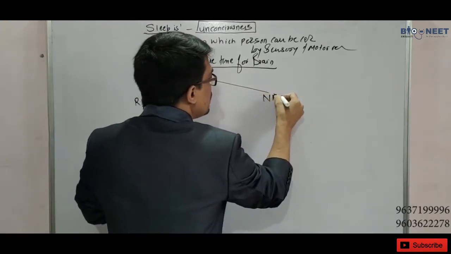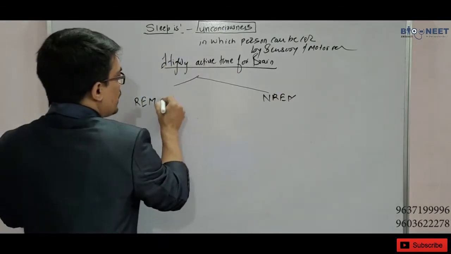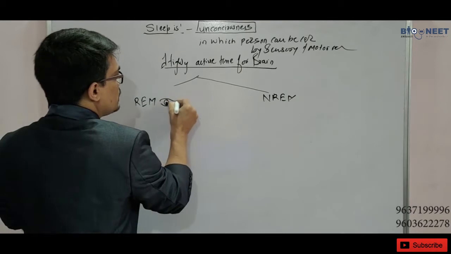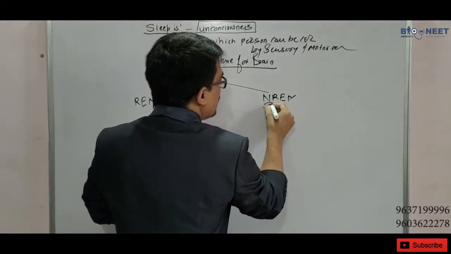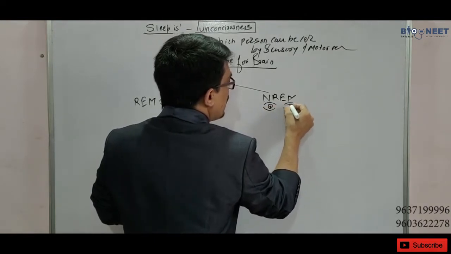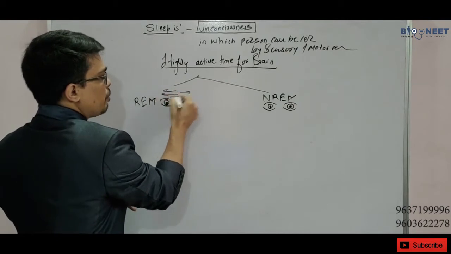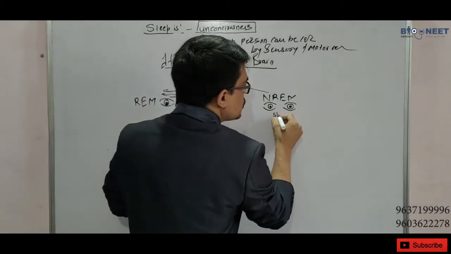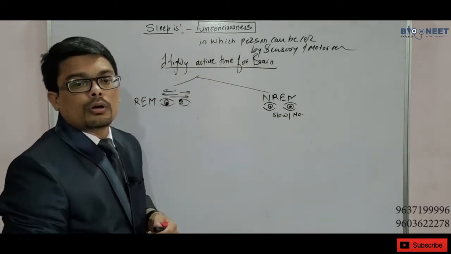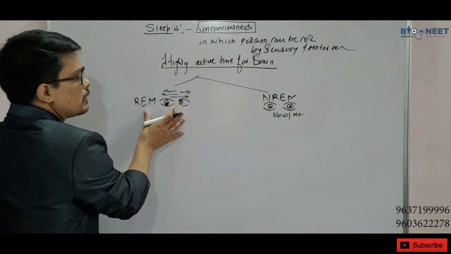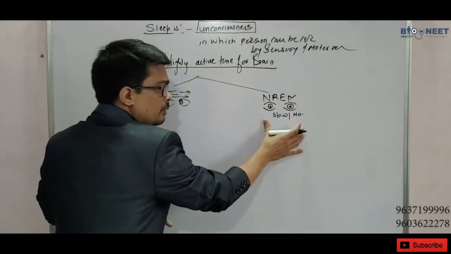One is rapid eye movement sleep, and the other is non-rapid eye movement sleep. Here there is a movement which is rapid. Here there is a slow or no eye movement. So these are the cyclical phases, REM sleep and NREM sleep.